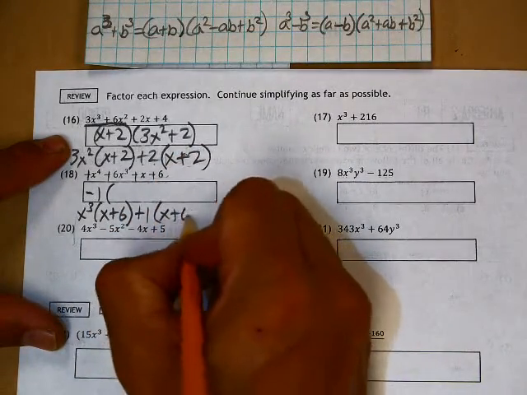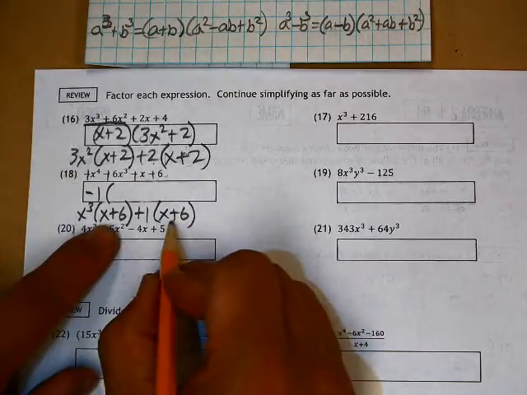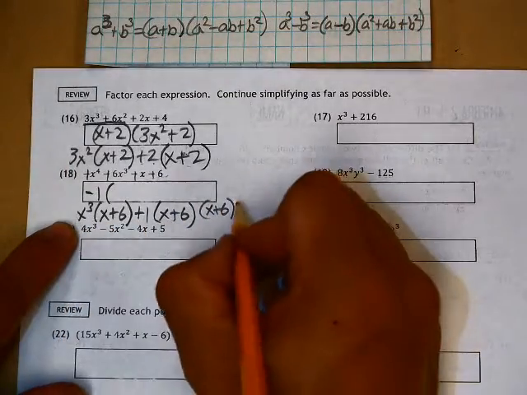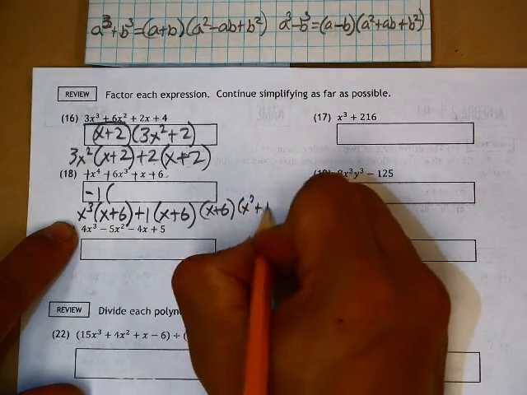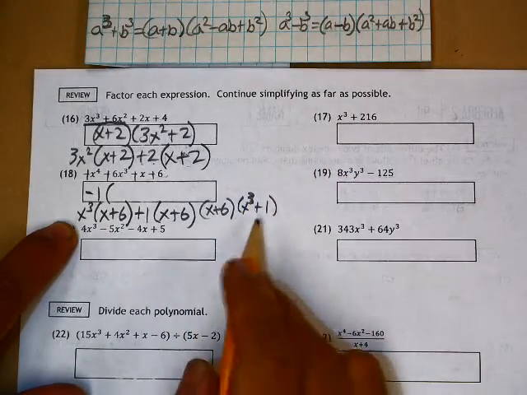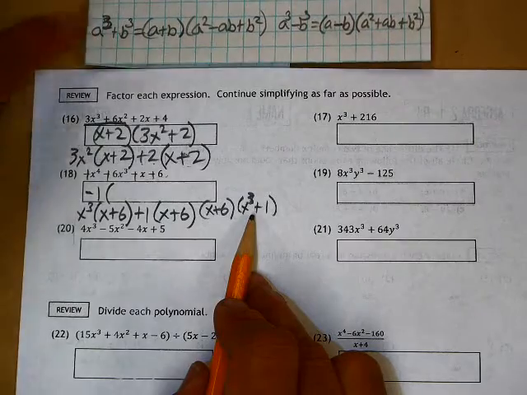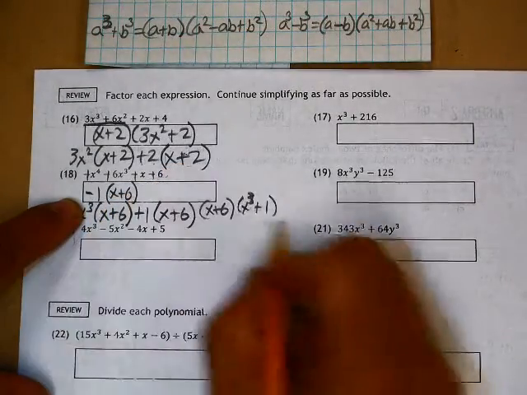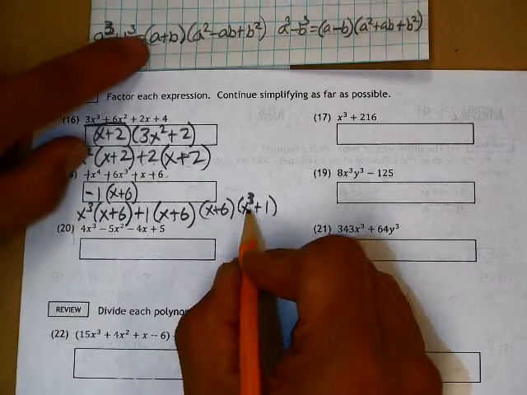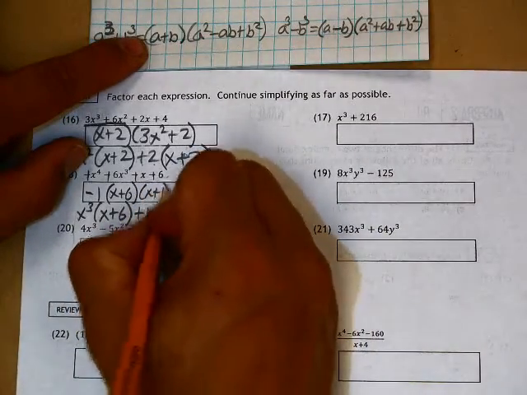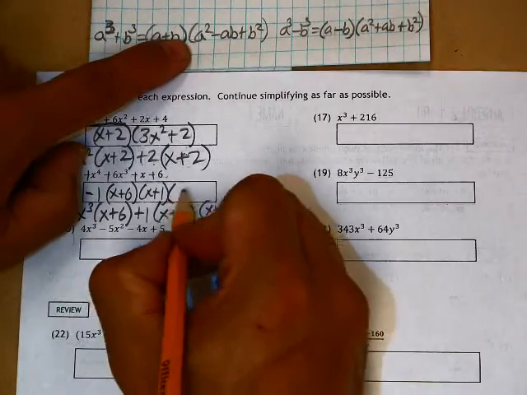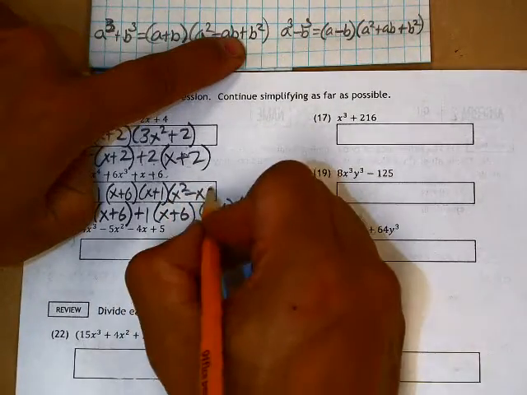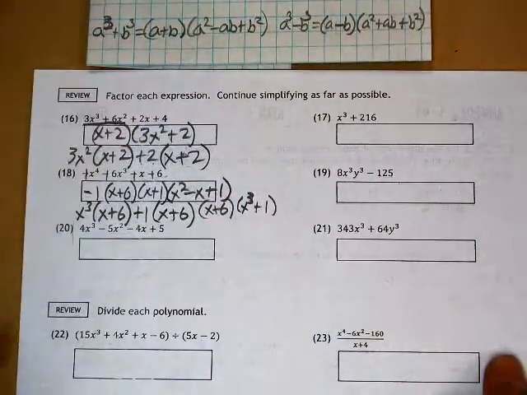So I'm left with an x plus 6. So now these two are a perfect match, so they become x plus 6. And I'm left with the x cubed plus 1. So now I follow this format here. So I have the negative 1, the x plus 6. And then I follow this format here. So that's x plus 1. And then x squared minus x. And then plus 1 squared, which is just 1.